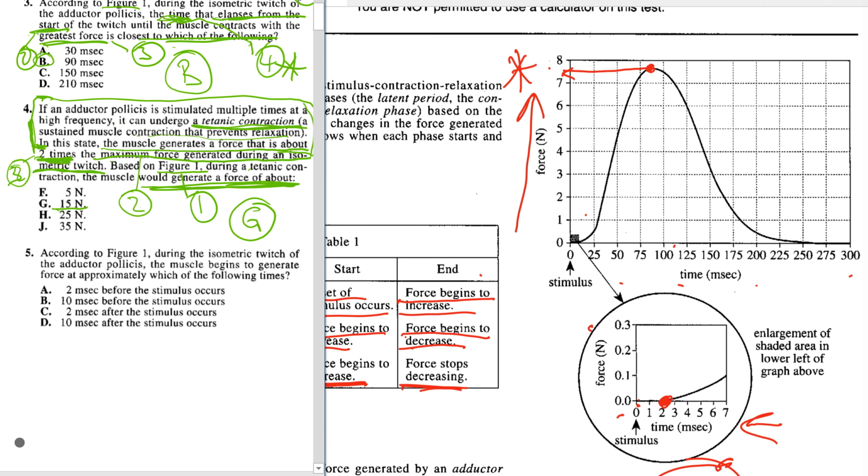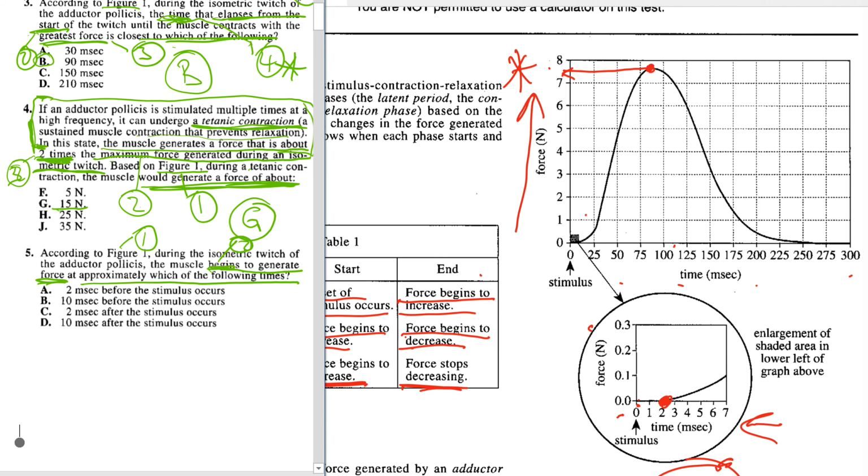All right, question 5. According to figure 1, during the isometric twitch of the adductor pollicis, or the thumb muscle, the muscle begins to generate force at approximately which of the following times? Right, so step 1, find figure 1. Isometric twitch, the muscle begins to generate force at approximately which of the following times? So when does it begin? So number 2, when does it begin? That's all it's asking us. And it's got 2 milliseconds before the stimulus occurs, 10 milliseconds before, 2 milliseconds after, 10 milliseconds after.